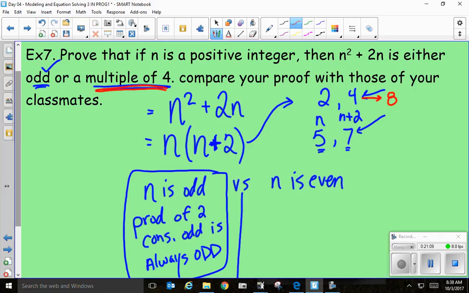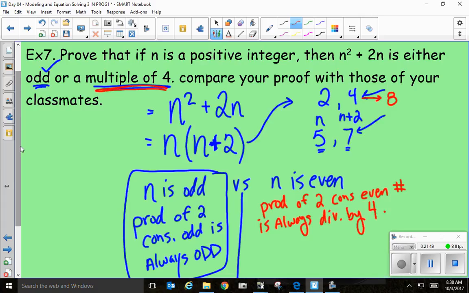Pick another one. 2 and 4, or 8 and 10. What does consecutive mean? That means the next even number. Like 2, the next even number is 4. 8, the next even number is 10. 8 times 10 is 80, which is 4 times 20. So the product of 2 consecutive even numbers is always divisible by 4, because you're always going to get 2 times 2 in there.